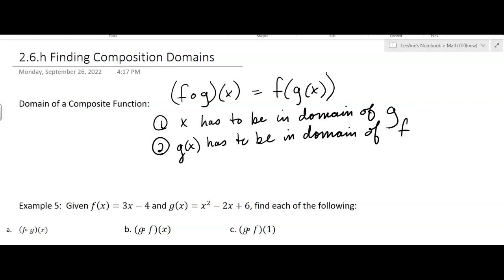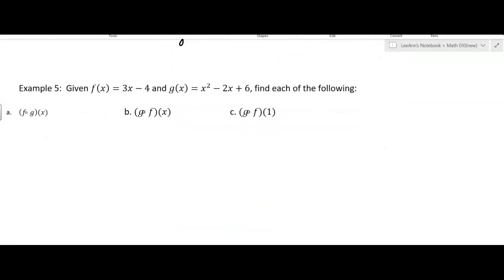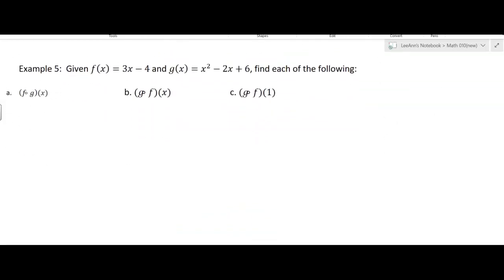So x doesn't have to be in the domain, but g of x has to be in the domain of f. Okay, so this first one, we're not going to have a lot of issues with the domain. They're both polynomials. So the domain here is all real numbers. Domain is all real numbers.